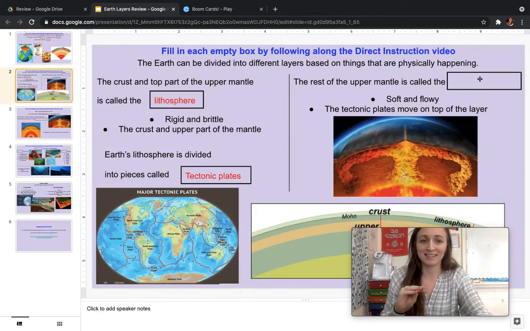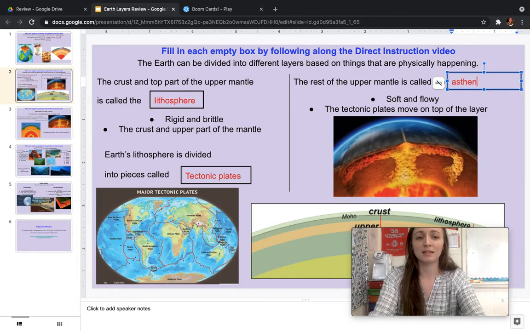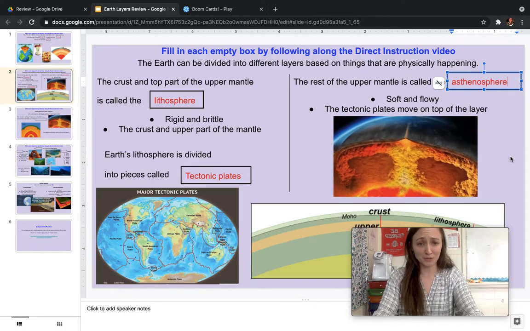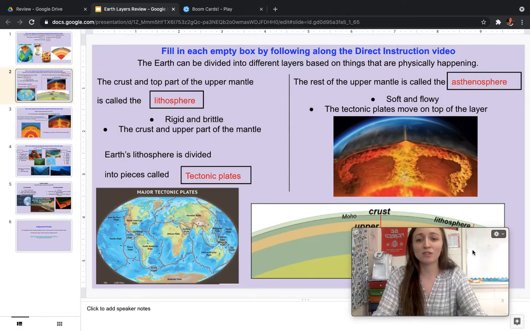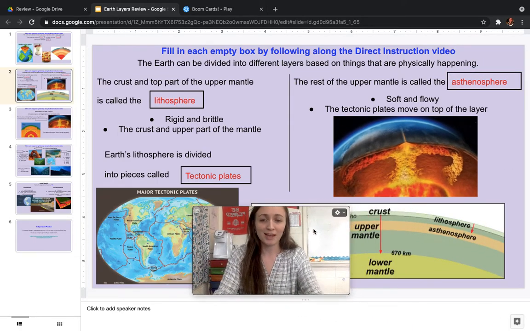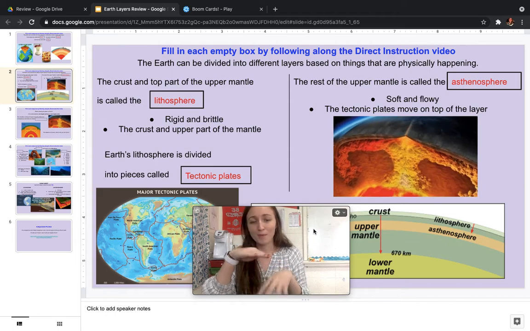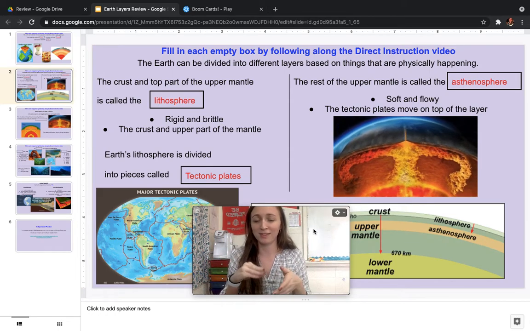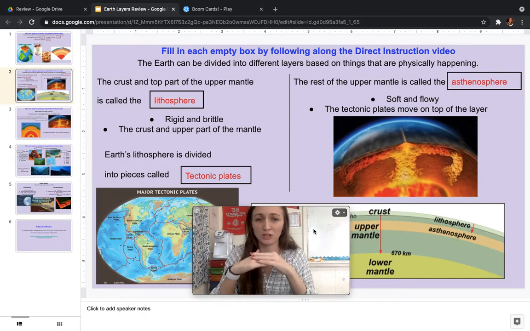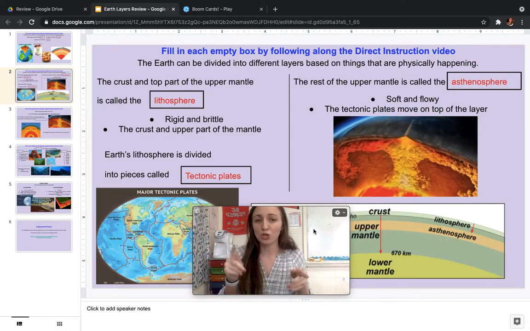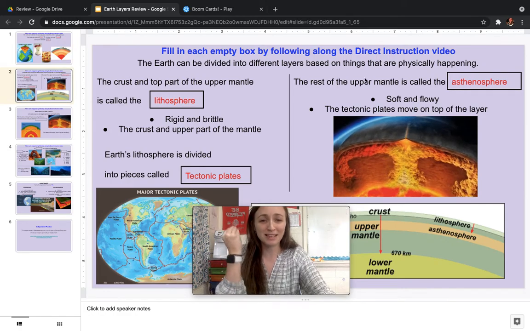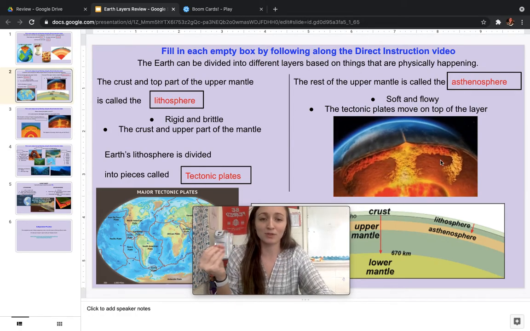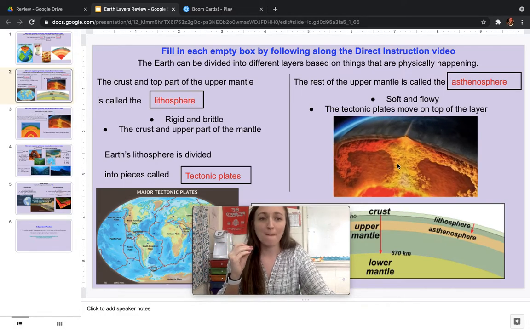Now the layer below that, so the rest of the upper mantle, so the rest of this part right here, is the asthenosphere. Asthenosphere. Kind of a tricky word, hard to say, but this is totally different from the lithosphere. It is right below it, but it is more liquidy, so it's soft and flowy, where the lithosphere is like a hard solid. This one is ooey gooey because it's made up of completely mantle, which is all magma, right? So this is hot, flowy magma.